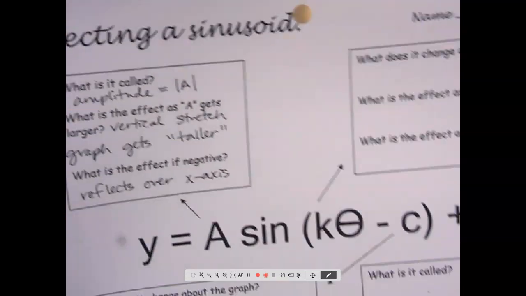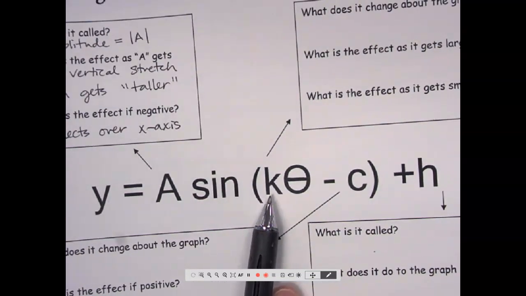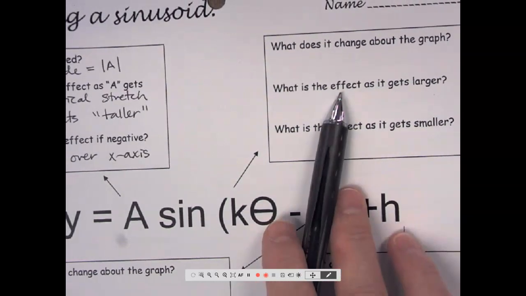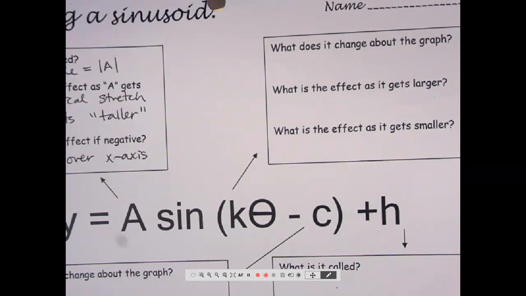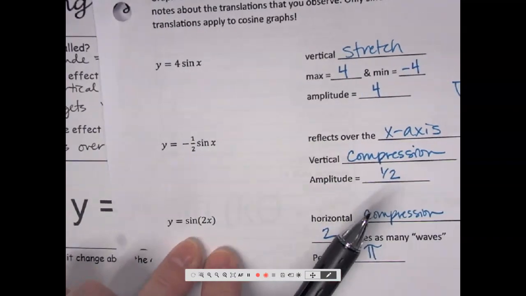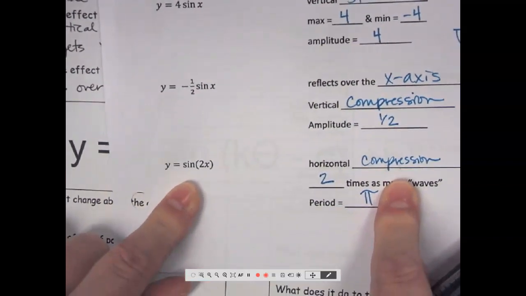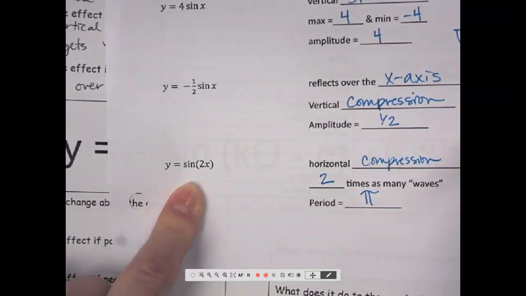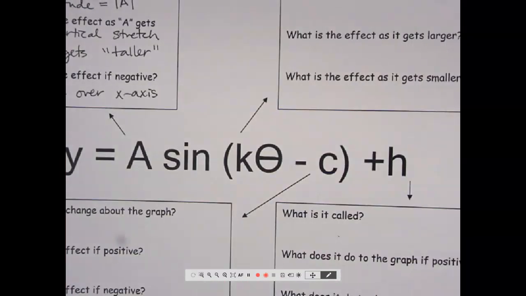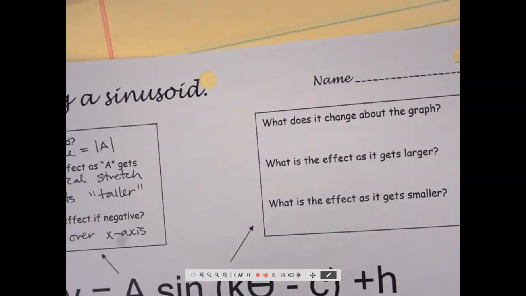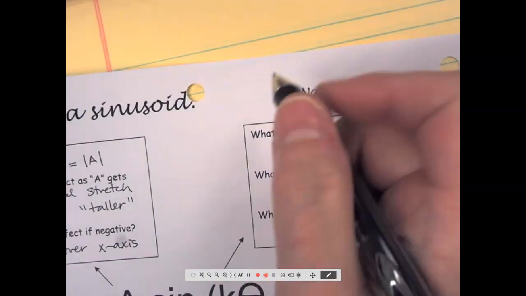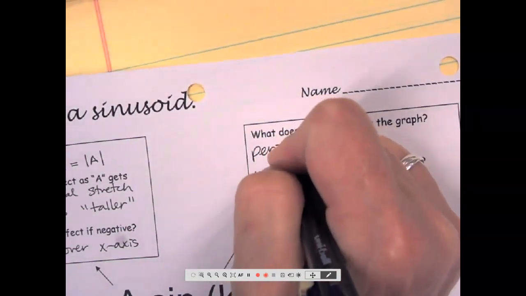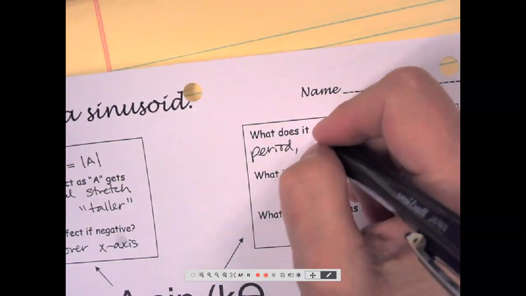Okay, so let's talk about this number in front, this thing that I have labeled K. What does it change about the graph? Let's see where we changed it on here. Okay, we put a 2 in front. It was a horizontal compression, and it made us have 2 times as many waves. So that number in front changes the distance of the wavelength, right? Which technical term for that is the period of the function. But I'm also going to say how about the frequency of the waves?